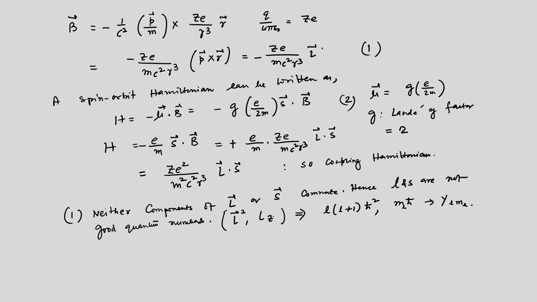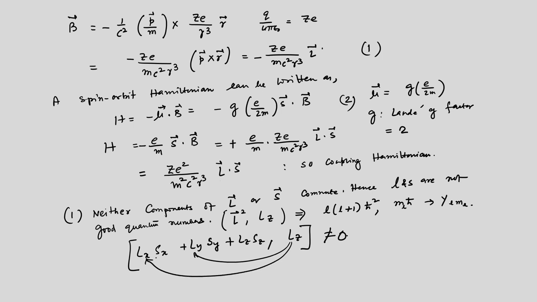And now, this Hamiltonian would involve Lx Sx plus Ly Sy plus Lz Sz. Now, this term will not commute with Lz. And the reason is that Lz will not commute with either Ly or Lx. Okay? So, this ceased to be a good quantum number. And because it is not a good quantum number, you cannot use this set of operators in order to formulate the problem. But fortunately, there is a simple solution to that.